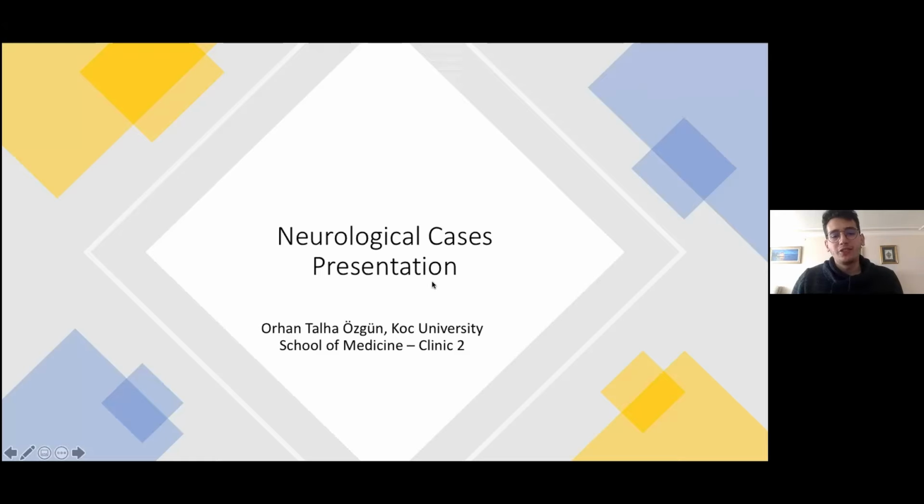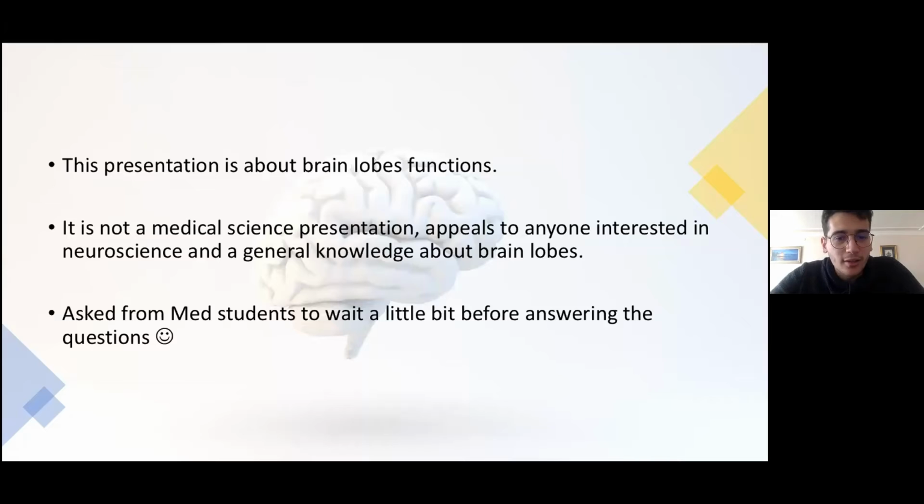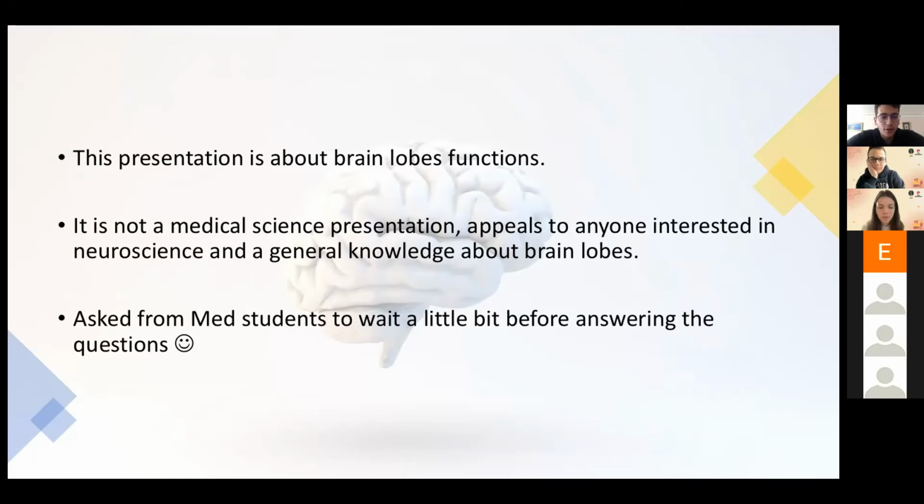Now I will try to present some neurological cases. This presentation is about brain lobe functions. I put some cases with brain tumors, and each of them is in a specific lobe. So we will try to match cases with these lobes. It's not a medical science presentation. It appeals to anyone interested in neuroscience and general knowledge about brain lobes.